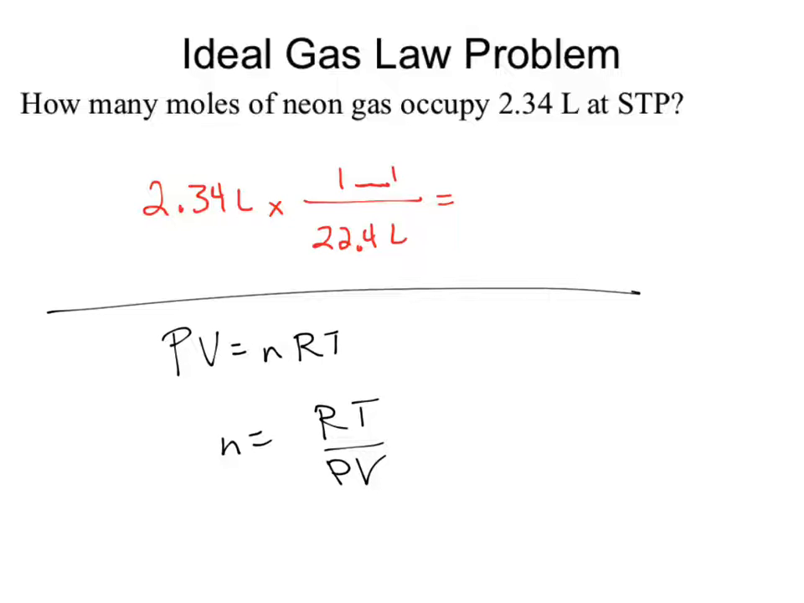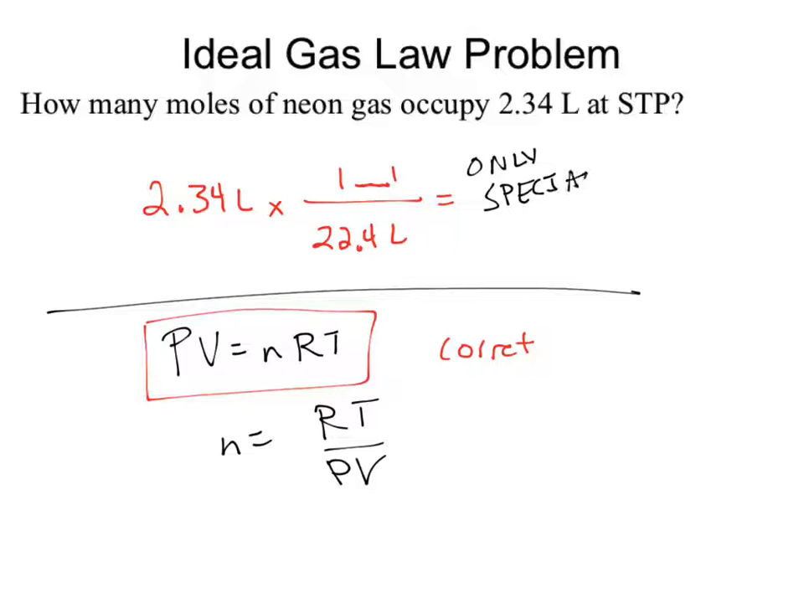PV equals nRT was our ideal gas expression, okay, which officially has its own issues because it has to be an ideal gas. And that's not the short way. PV equals nRT is the correct way. So there's correct on the bottom, and on top we have only under special conditions. Additions, I think I spelled that right.